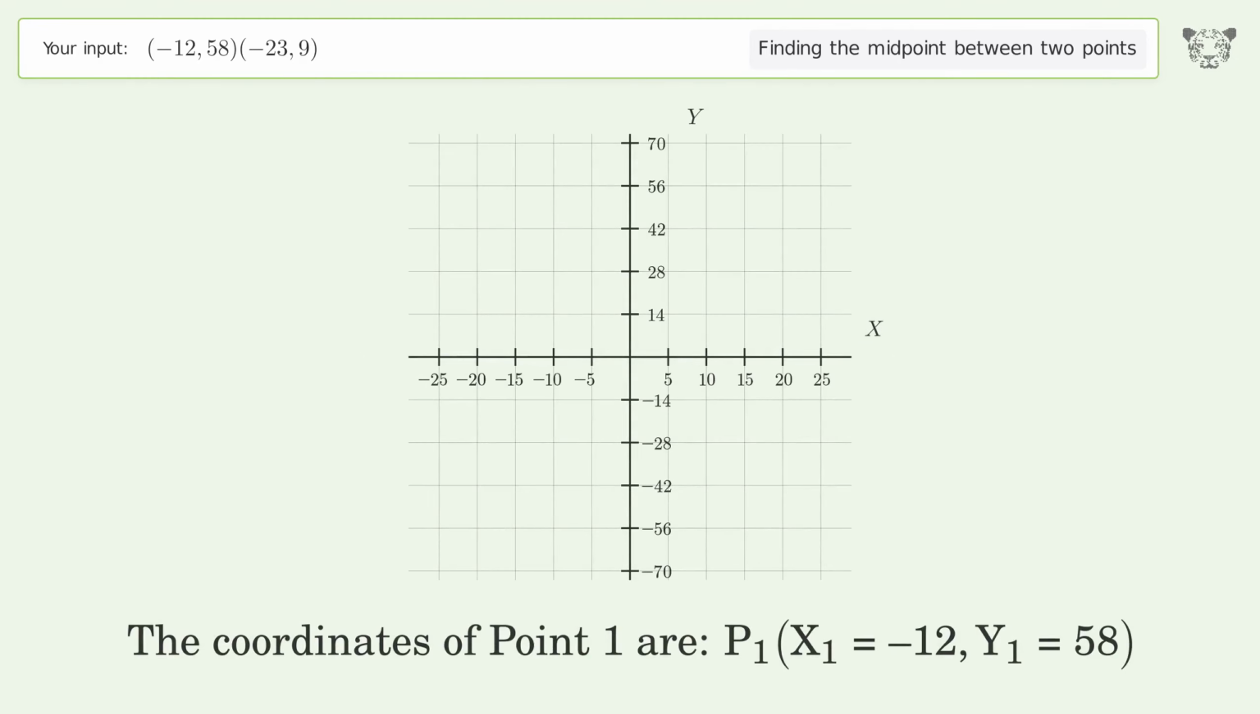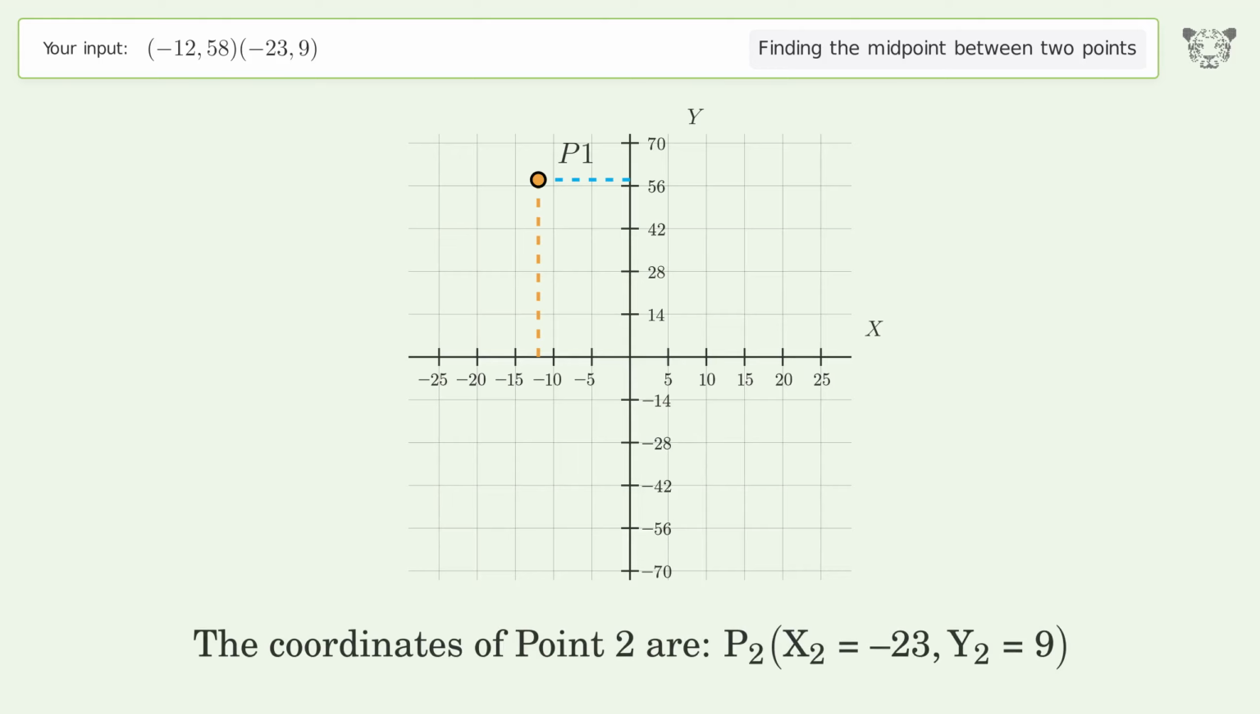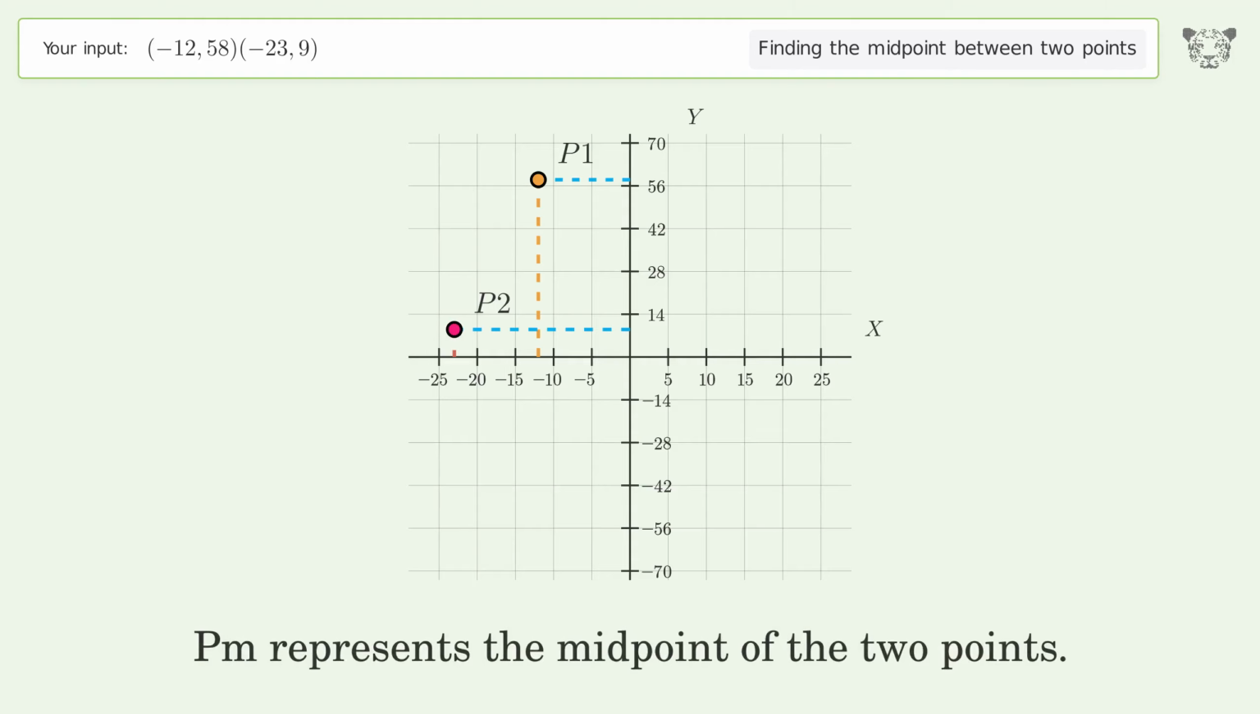The coordinates of point 1 are x1 equals negative 12, y1 equals 58. The coordinates of point 2 are x2 equals negative 23, y2 equals 9. PM represents the midpoint of the 2 points.